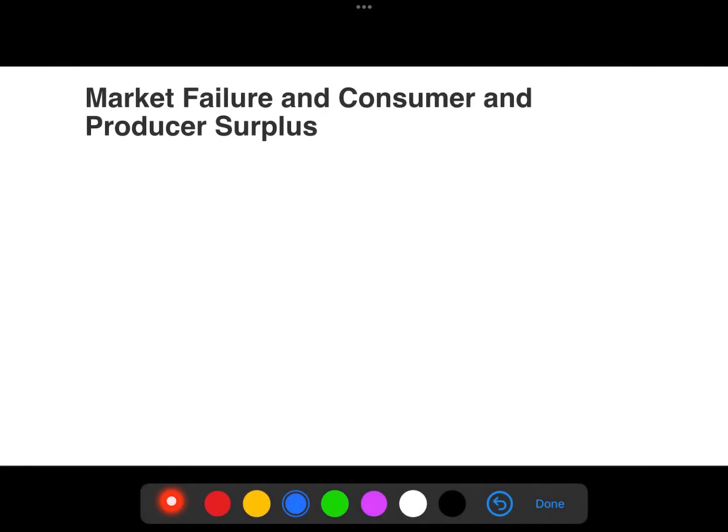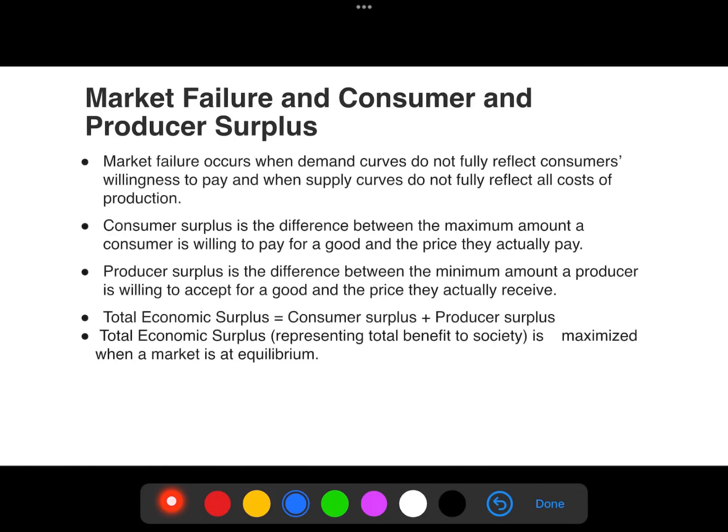So let's review for just a minute. Market failure occurs when basically the demand curve or the supply curve is not in the right place. The demand curves don't fully capture all the benefit, consumers' full willingness to pay, and supply curves don't fully capture all the cost of production.